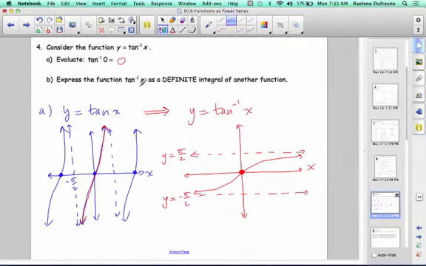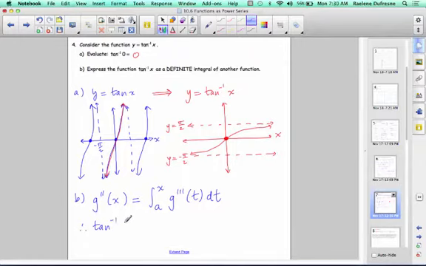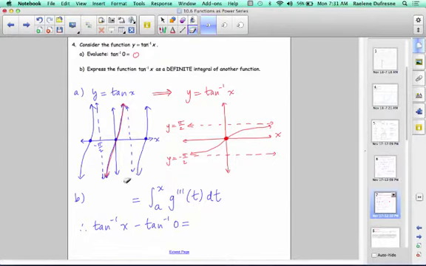Now we want to express tan inverse of x as a definite integral of another function. So we know that we can express any function. Let's use the fundamental theorem of calculus, and let's say that the function is g double prime of x. We can express that as a definite integral from a to x of the derivative of g double prime, namely g triple prime of some other variable t dt. So from here we can state that tan inverse of x minus tan inverse of 0 is going to be, actually let's be really clear, I didn't write this correctly in the first part. Let me erase all of this, I guess.